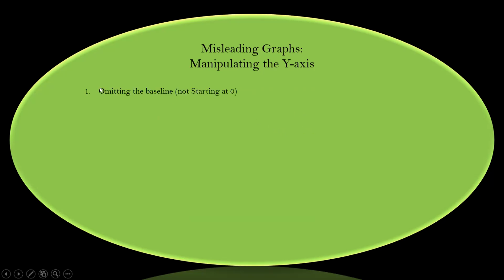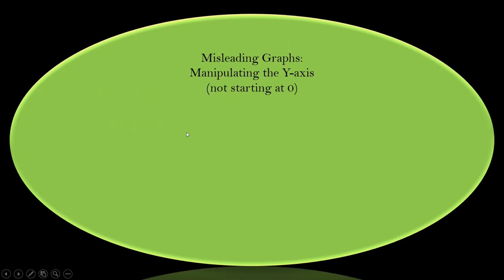So one way is to omit the baseline. In other words, you're not starting at 0 on the y-axis. There are reasons for not doing so, but most times when I see this, it doesn't seem necessary. It just seems there to distort the difference between two groups or multiple groups. Or you can do the opposite of this: you can make your y-axis too big, so it actually flattens out the difference. And sometimes you just omit the label. So let me give you an example of each of these.